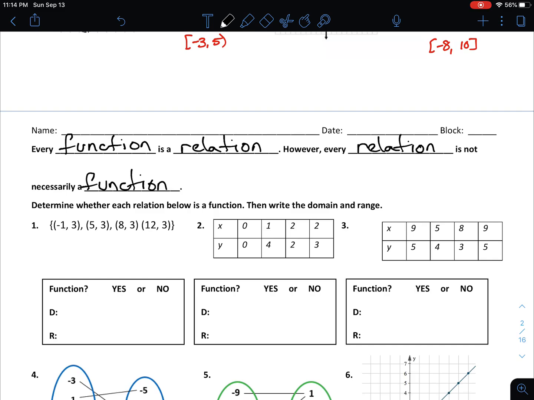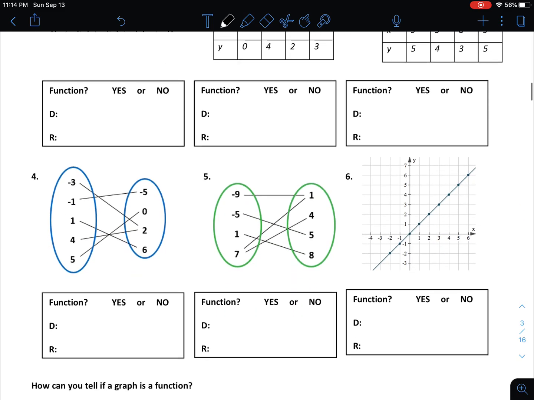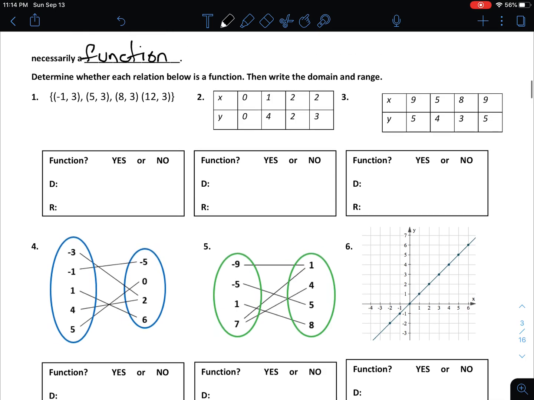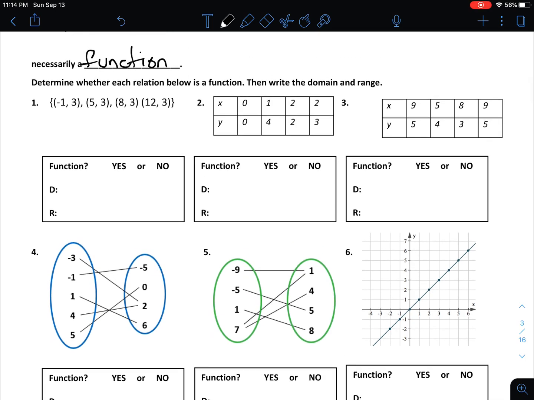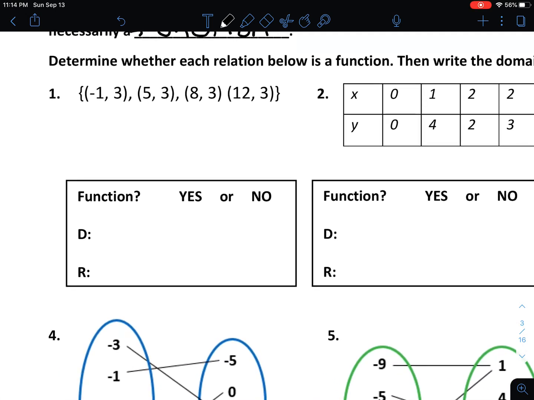So let's do a little bit more practice with that here, and we'll kind of go speed round. If you need to pause the video at any point to write anything, feel free to do that. Let's take a look at number 1. So number 1, let's check our x values.